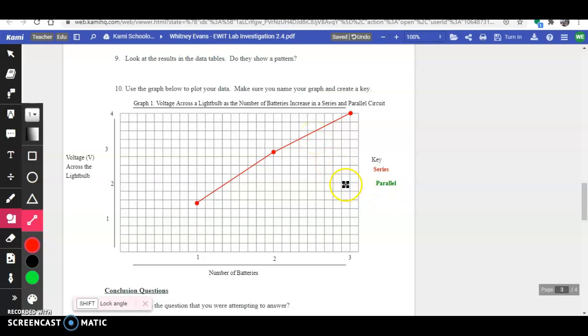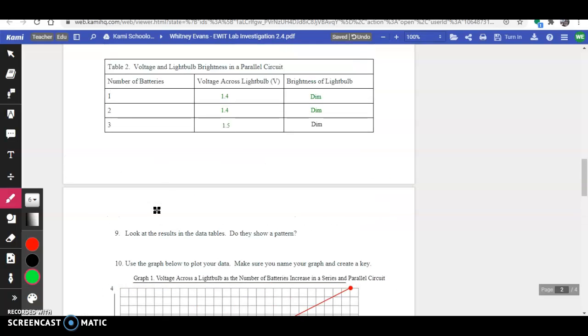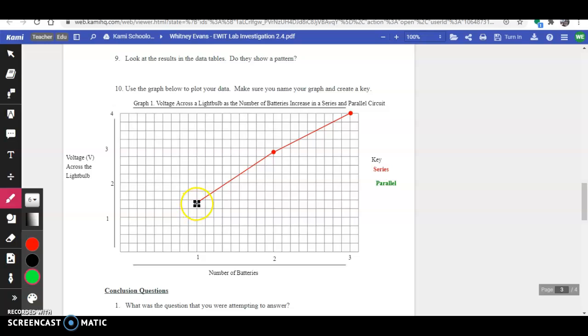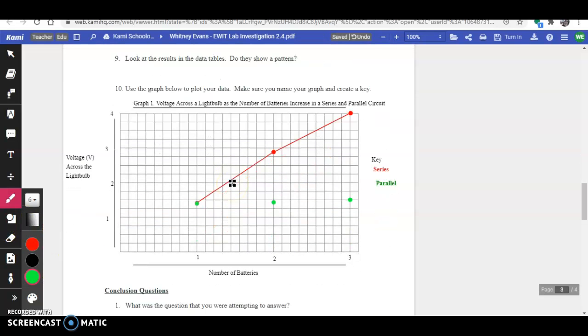Now let's do parallel. So go to drawing, change your color, make sure it's at 6, and then for one battery it was 1.4, so 1.4 again. 2 batteries it was at 1.4, and then 3 batteries it was 1.5. So that's right, 1.4, 1.4, and 1.5.